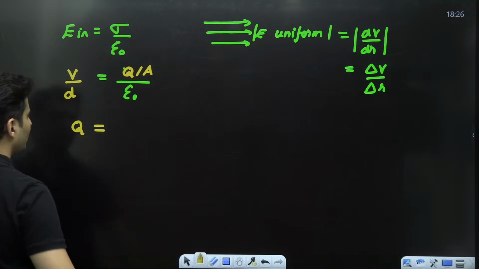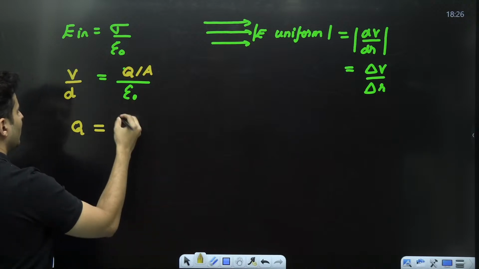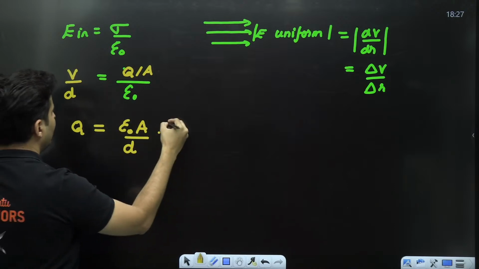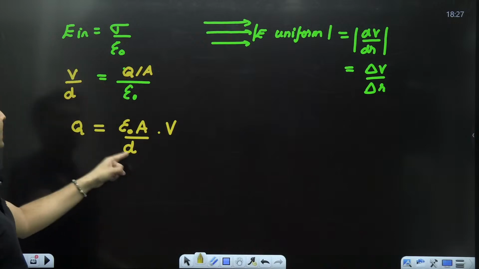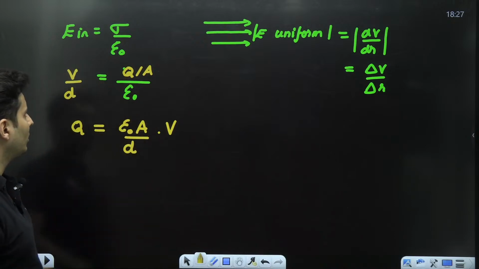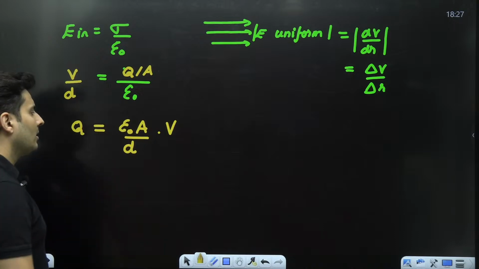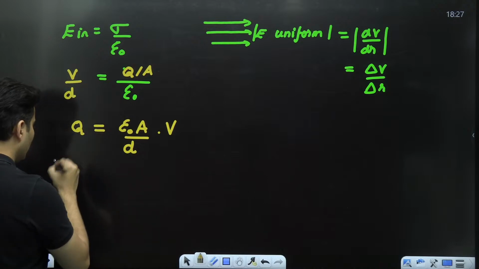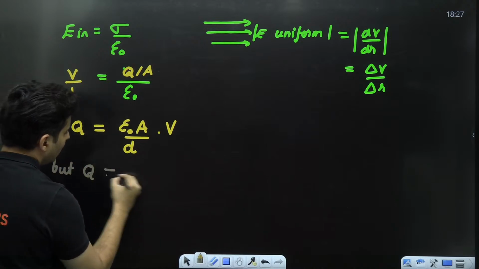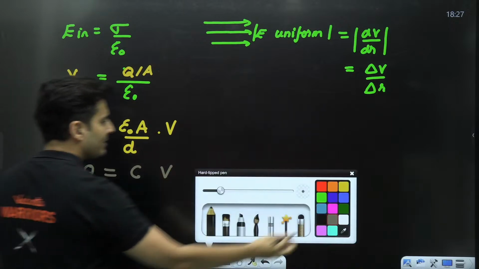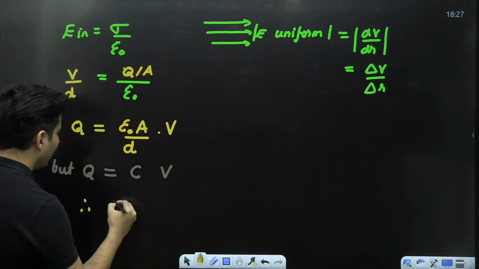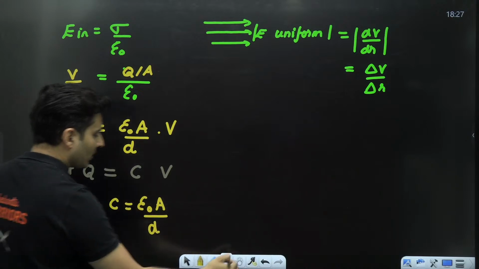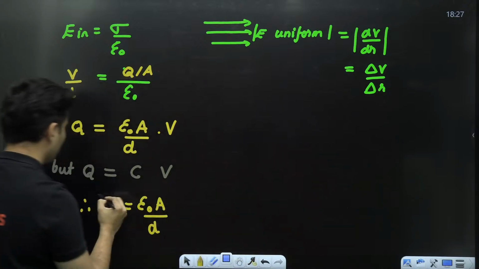So let's rearrange it and see what we get. Q is equal to epsilon naught A by D into V. A went on the top, D is below, V is on the top, epsilon naught went on the top. But we already know Q is equal to C into V. Therefore, what do I get? The capacitance, by comparing, is epsilon naught A by D. This is the formula which you are supposed to remember.